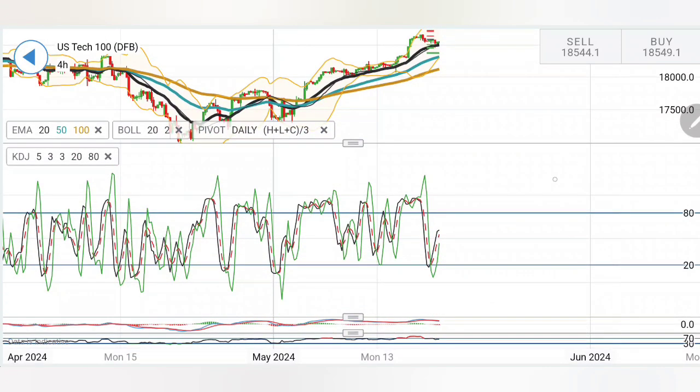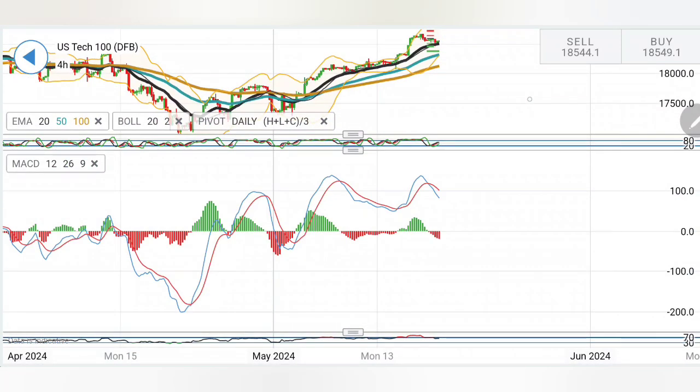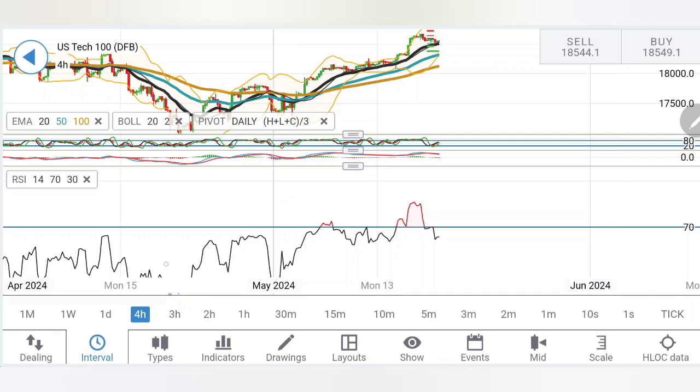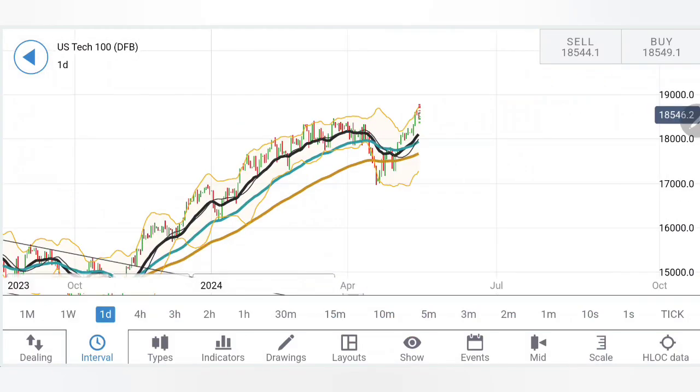If you look at the stochastic on the 4-hour chart, this is rising. The MACD has crossed over at the top, trading with divergence, staying bearish, looking downwards. RSI has also come out of the overbought zone and stayed in a comfortable zone.